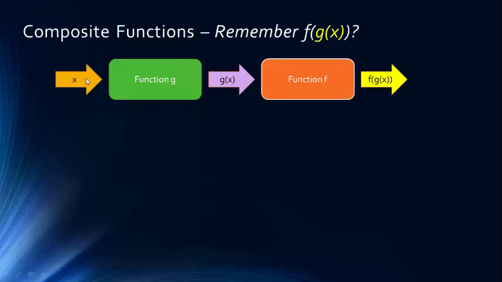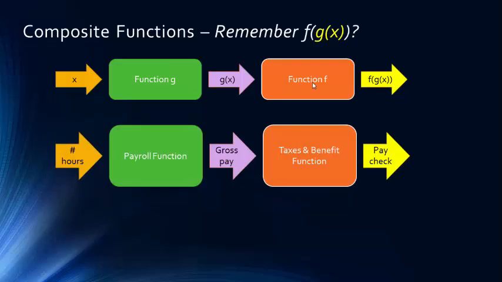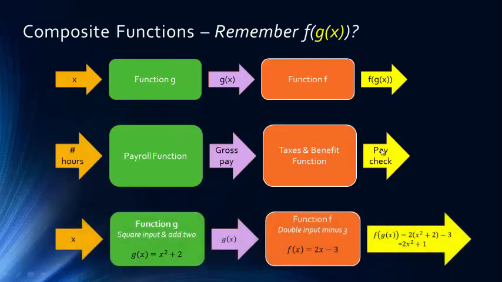Think about your salary. You work a number of hours. That goes into some pay function, let's say you get 10 bucks an hour, and then you get your gross pay. Then that goes into some tax and benefit portion that takes money away to get your actual net pay. So your number of hours would go into your payroll, your gross pay goes into taxes and benefits, and you get your paycheck.